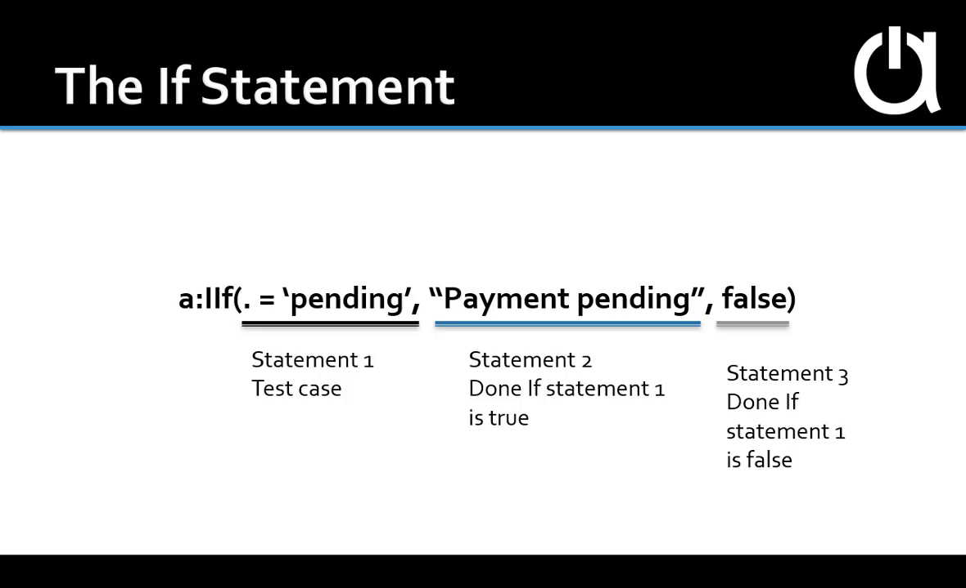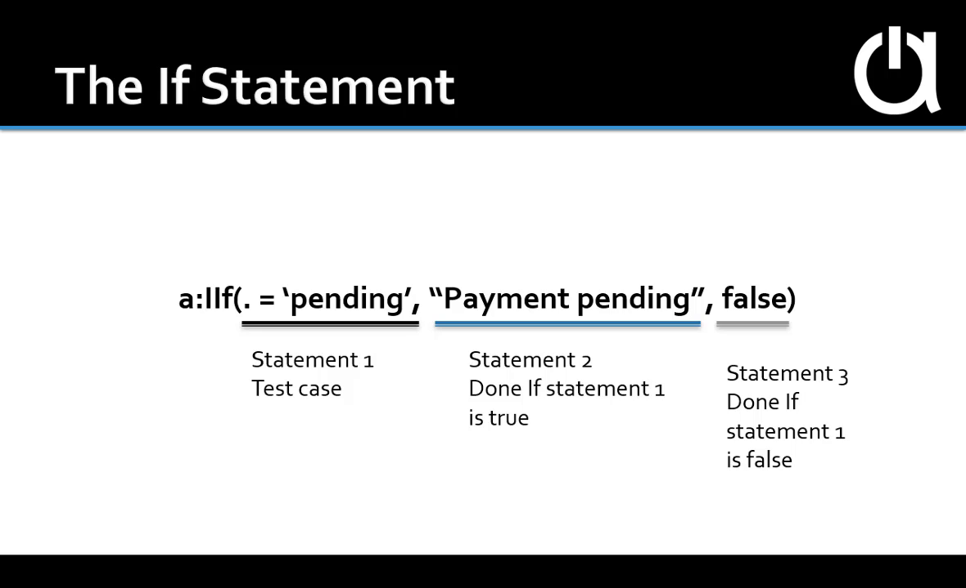An if statement here is a lot like any other if statement in any other programming language. It's basically saying that if statement 1 is true, then do statement 2. If statement 1 is false, then do statement 3. So we can structure out an if statement to tell Acctivate if the order is pending in its payment status, then display a message saying payment pending. Otherwise, it's not pending, so return false.